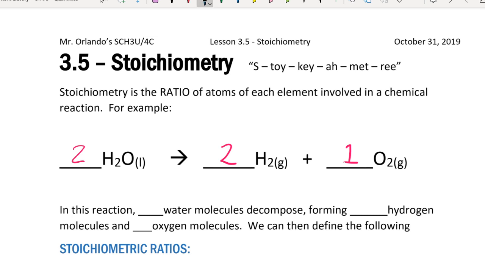So if I say this in words then, what I know is that in this reaction, how many water molecules do I need? 2 water molecules will decompose, which makes how many hydrogen molecules? And how many oxygen molecules? Good. That's what this equation is saying. That if I take 2 water molecules and decompose them, I get 2 hydrogen molecules, but I only get 1 oxygen molecule. Everyone see that?